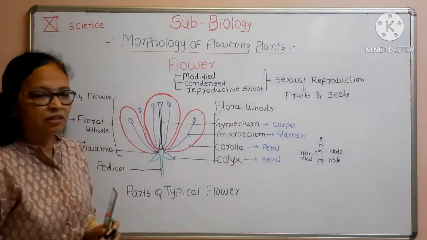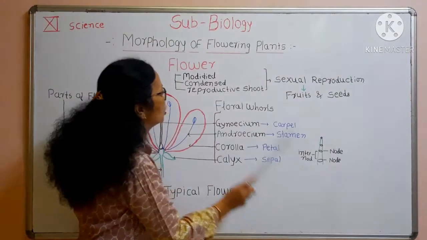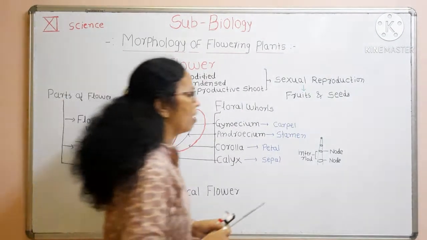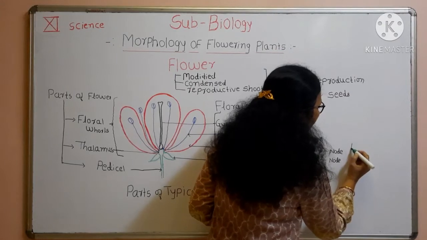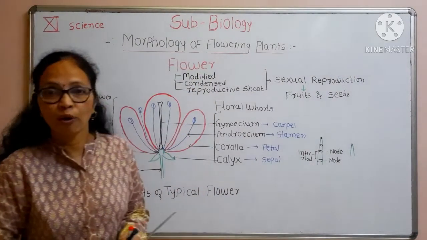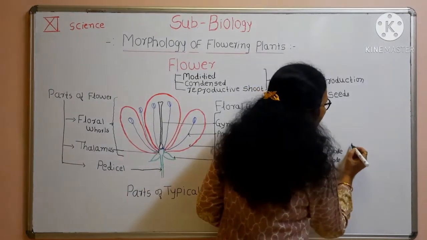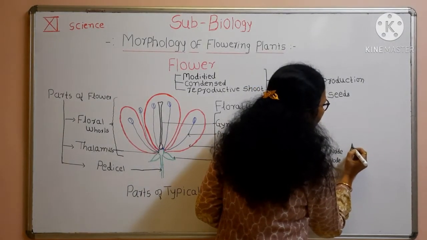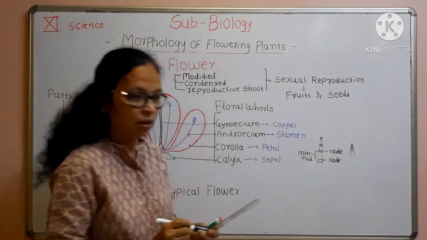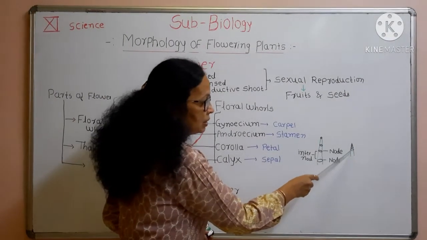So this is the shoot. On that, nodes and internodes are present. So first one is modified, condensed, reproductive. So here, modified, the flower is developed from the 4 nodes and 3 internodes in condensed form. So see here, this one is the first node, this one is the second node, this one is the third, and this one is the fourth node. Now, here internodes are condensed or compressed.